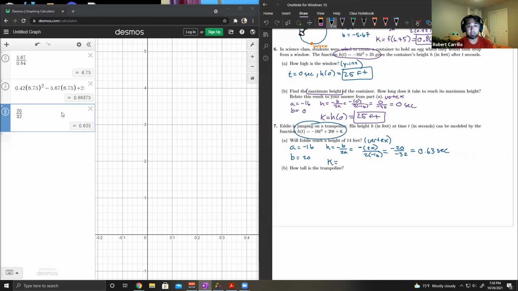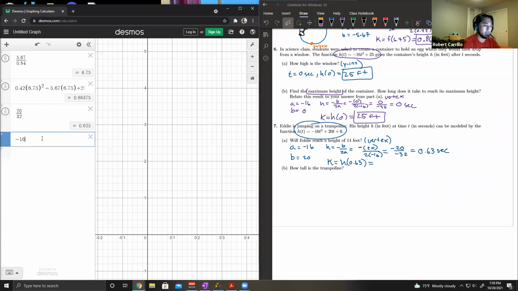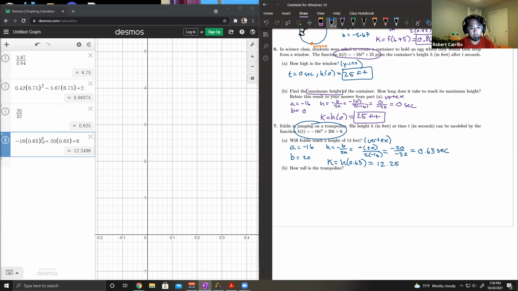But we want to know what the max height is. So you take 0.63 and plug it in for t. Type it in: negative 16 times, and I'll use the rounded version, 0.63 squared plus 20 times 0.63 plus 6. The maximum height that Eddie can jump on this trampoline is only 12.25 feet. So, will Eddie ever be able to reach 14 feet? No.